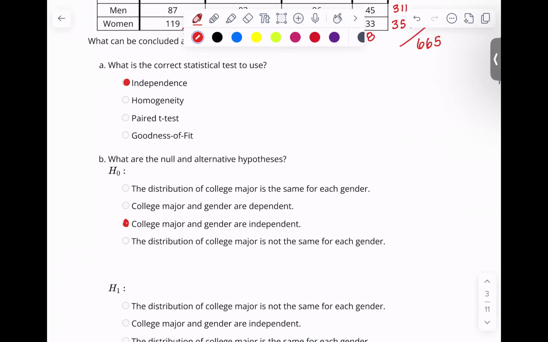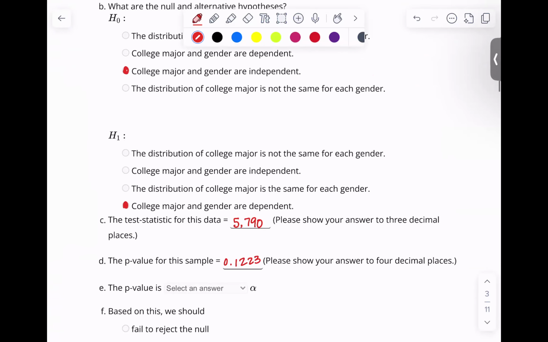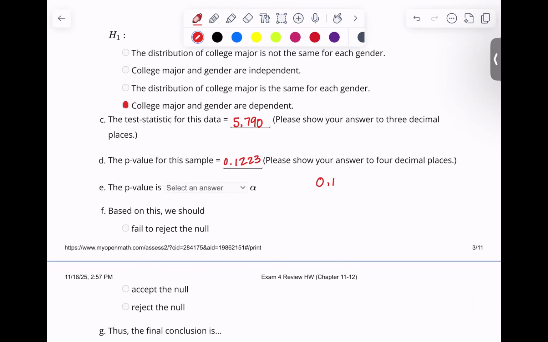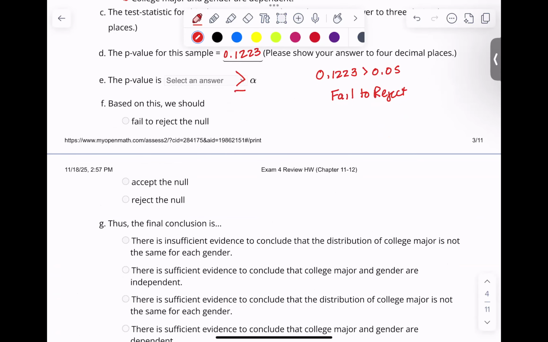Okay, alpha is 0.05, so 0.1223 is way bigger than 0.05. So if the p is high, the null must fly, so we fail to reject. So that is greater than or equal to. I think there's actually, it's in words, greater than or equal to. Greater than or equal to, and we're going to fail to reject the null. If the p is high, we can't reject the null hypothesis.